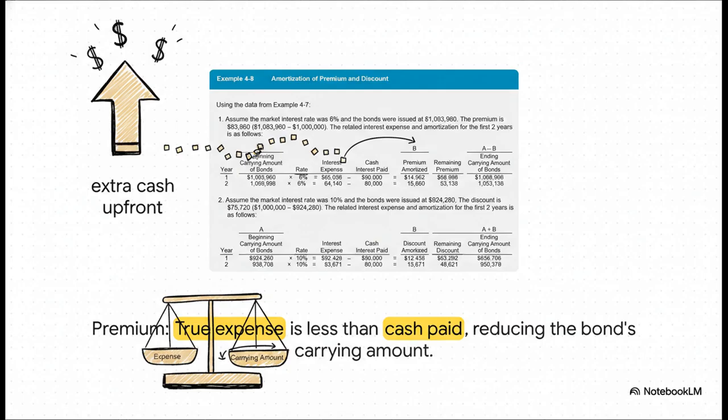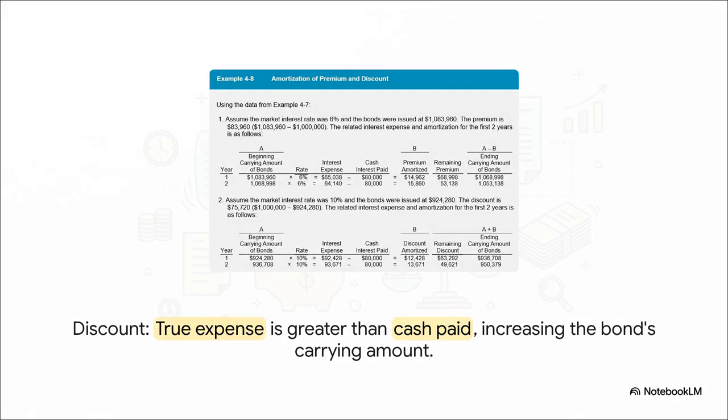You can see it in the table. They pay out $80,000 in cash, but the real expense is only about $65,000. That leftover $15,000 gets used to slowly chip away at that extra premium they got, bringing the bond's book value down over time. And for a discount, it's the exact same logic, just flipped on its head.